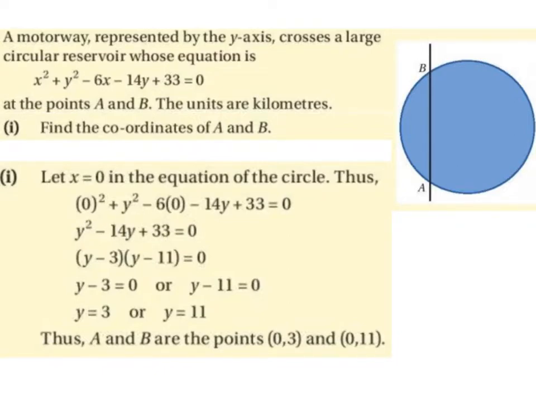We factorise, getting y minus 3 multiplied by y minus 11, and then we solve. Y minus 3 is equal to 0, so y is equal to 3, or y minus 11 equals 0, so y is equal to 11. Thus, A and B are going to be the points 0, 3 and 0, 11. These are the points of intersection.